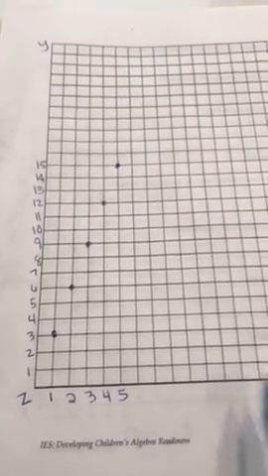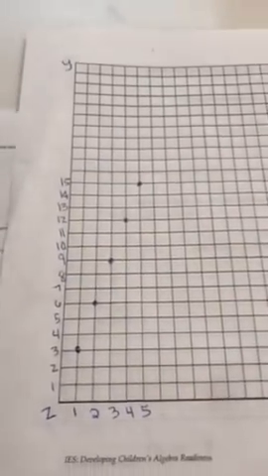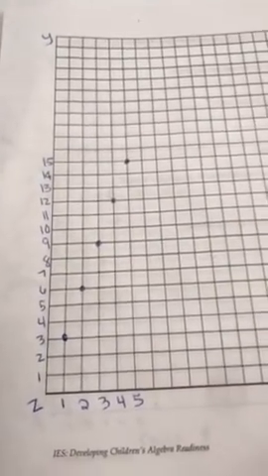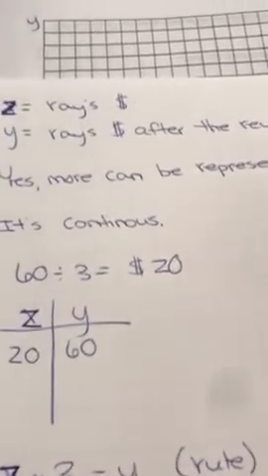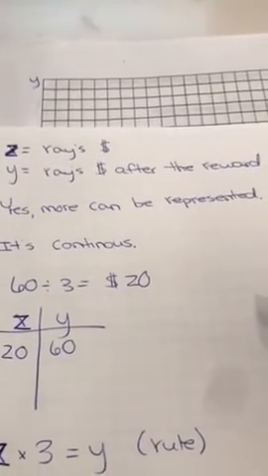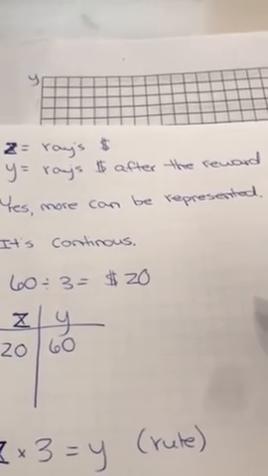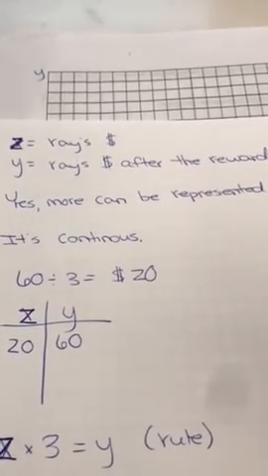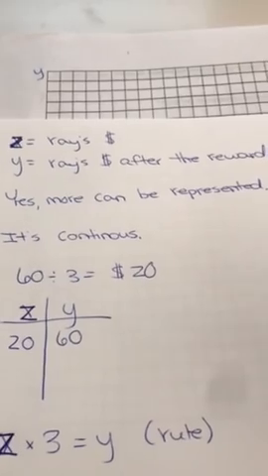All right, then the next question says, could more points be represented on your graph? Okay, if you look at your graph, it's saying, could I add more to it if I wanted to? You should be thinking, yes, I can add more points. So we're going to say, yes, more can be represented. Absolutely, I could add more to my graph if I needed to.